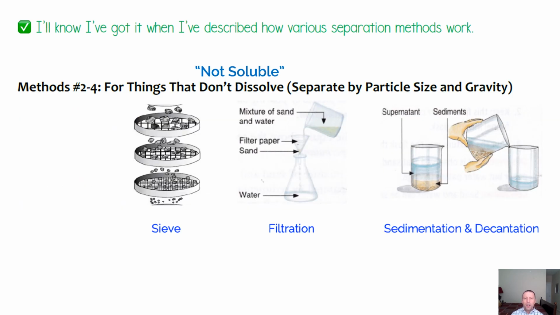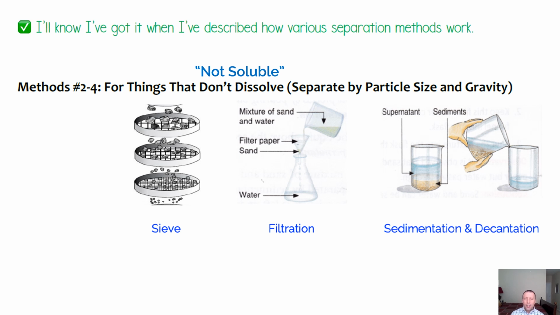Other methods for things that are not soluble, that means they don't dissolve, we're going to separate them by particle size and by gravity. So a sieve is just like a strainer or a colander, and you can use bigger sieves and then go smaller and smaller, so first the big pieces come out, then the medium size, then the smaller.